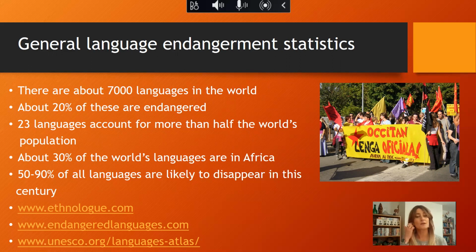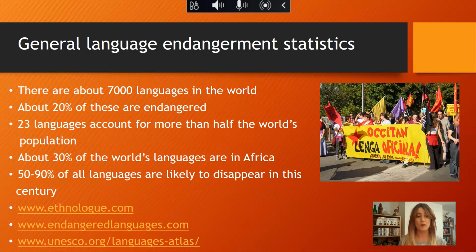About a third of the world's languages are in Africa, and some estimates are very, very pessimistic. Some scholars believe that up to 90% of all languages may disappear in the next 100 years, which is a very alarming thought, really.